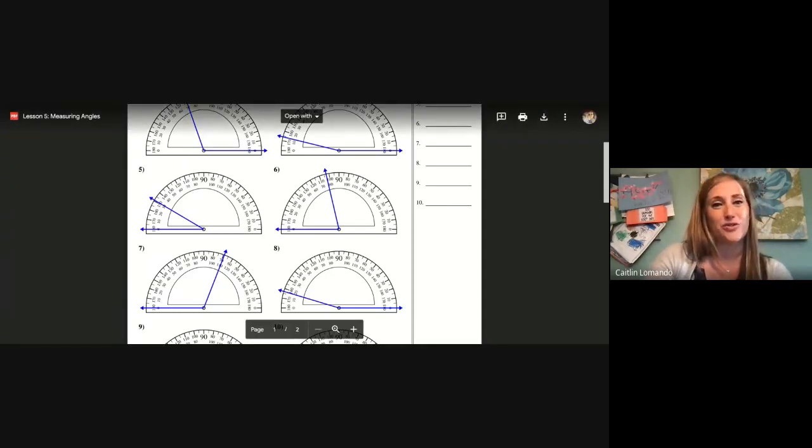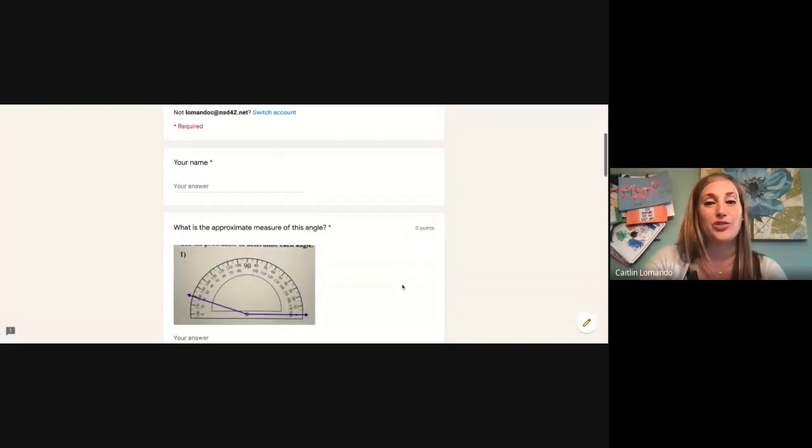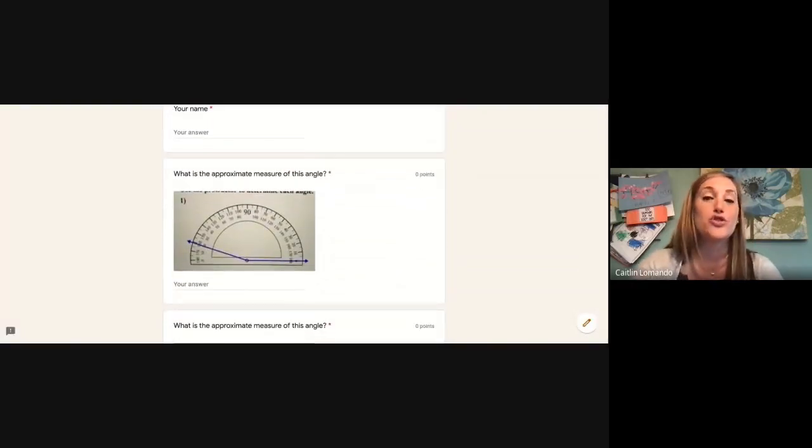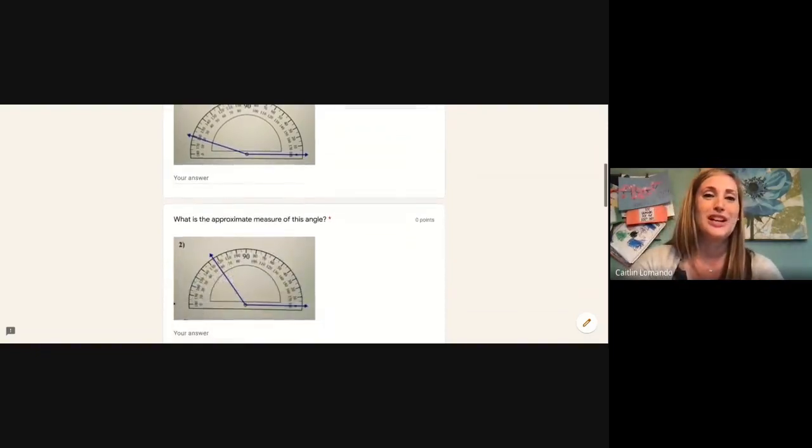Let's look at our Google form for today. Today, you're actually going to have to type in what you think the angle measurement is. But remember, I'm giving you plus or minus 2 degrees, okay? So just try your best. And all you have to do is put the number. You don't need to put the word degrees. So for example, looking at number 1, if you think it's 30 degrees, it's not, then you could just write the number 30, okay?